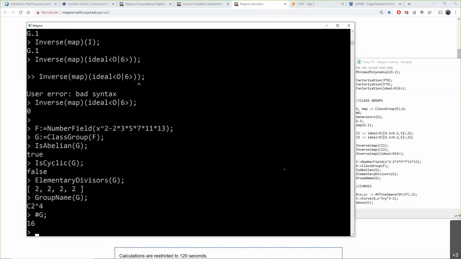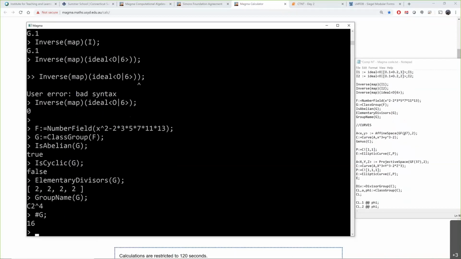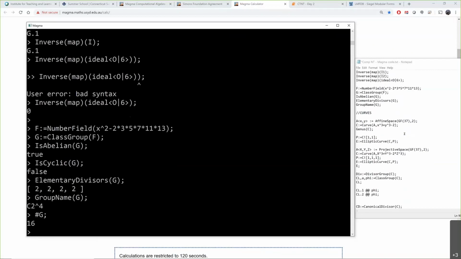So this number field has a large class group, and I could try to find ideals that represent every class. And well, Genus theory actually also tells you representatives, so I don't need that. But I'll ask you in the exercises to compute classes of ideals that represent every class, or a basis of generators of the class group in this case.